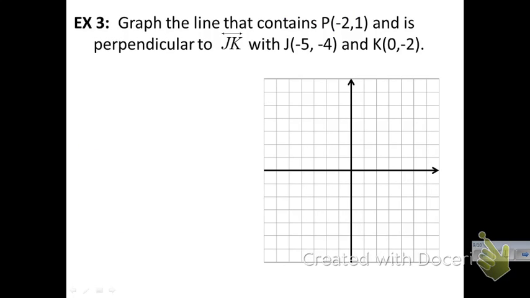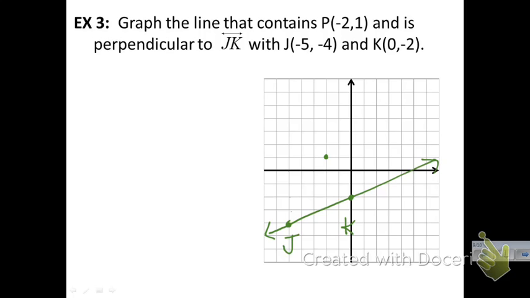On example 3, we're going to graph a line that contains a point and is perpendicular to JK. So I would graph JK first. I have graphed this. I went back 5, down 4, and over 0, down 2 to graph JK. Then it says graph a line that is perpendicular to this but passes through -2, 1. So I need to pass through that point.